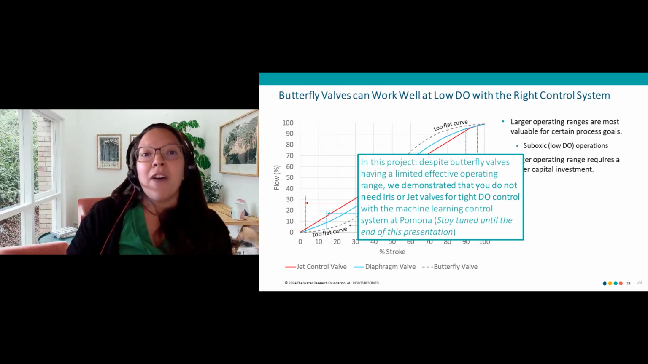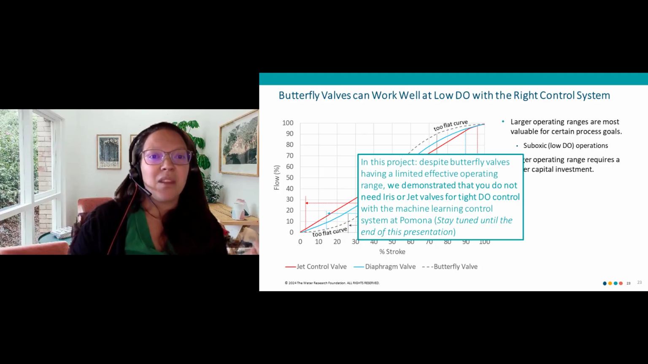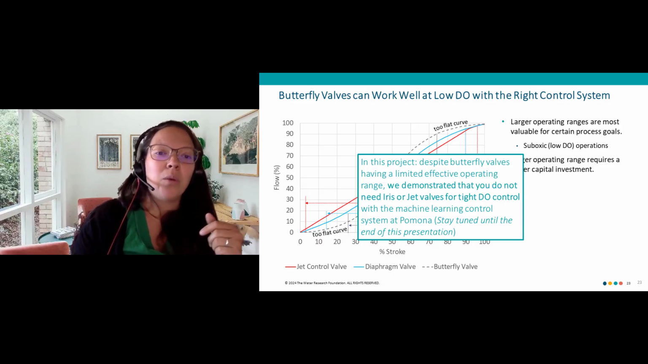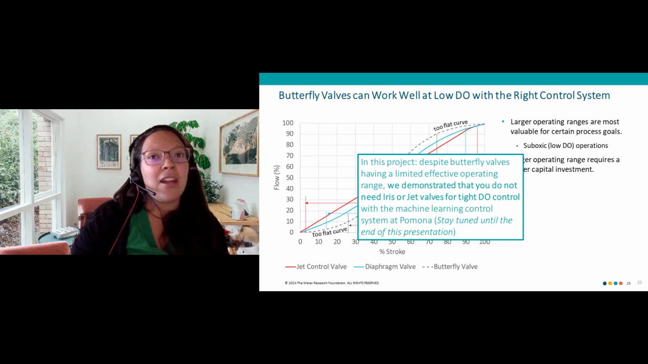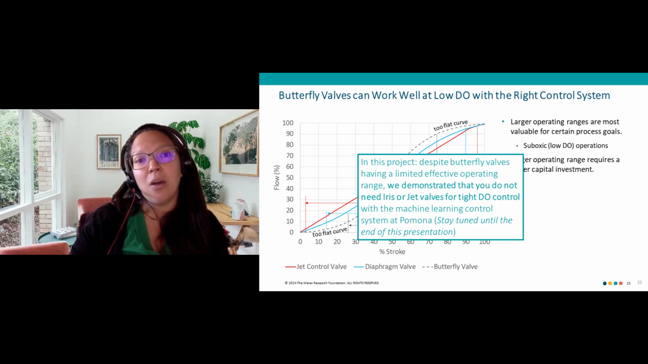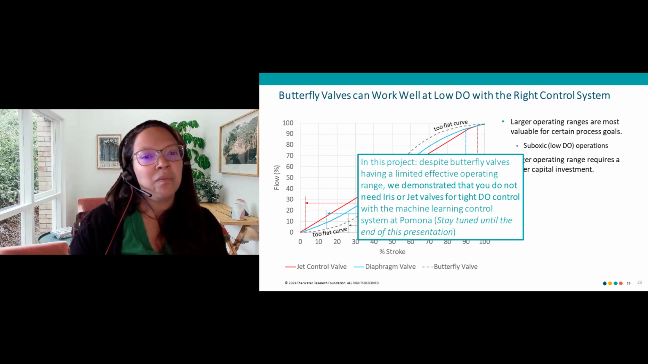However, the valves with the larger operating ranges require a larger capital investment. Pomona installed butterfly valves with electric actuators to control air to each of their grids, and we were able to show that despite butterfly valves having a limited operating range, they can work really well and have tight control at low DO when paired with the advanced control system, which Alex will talk about more later in this webcast as well.